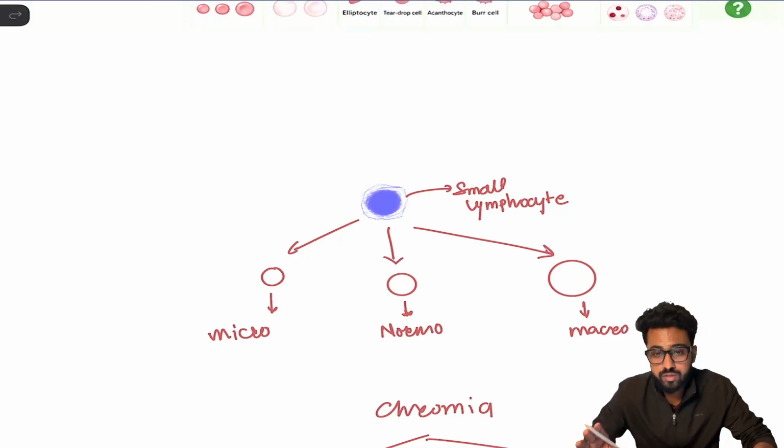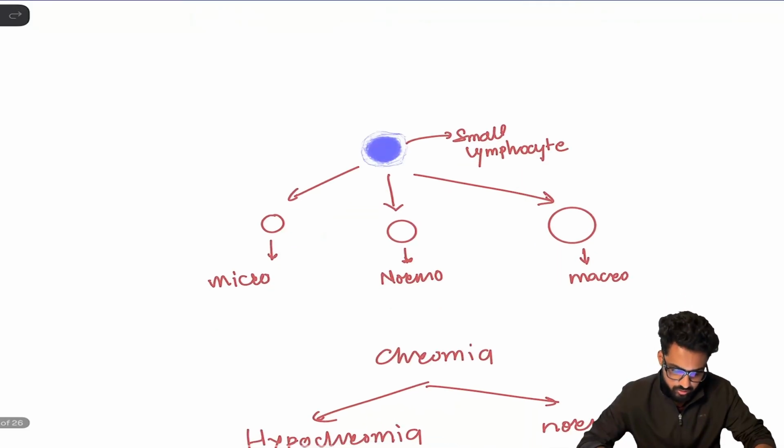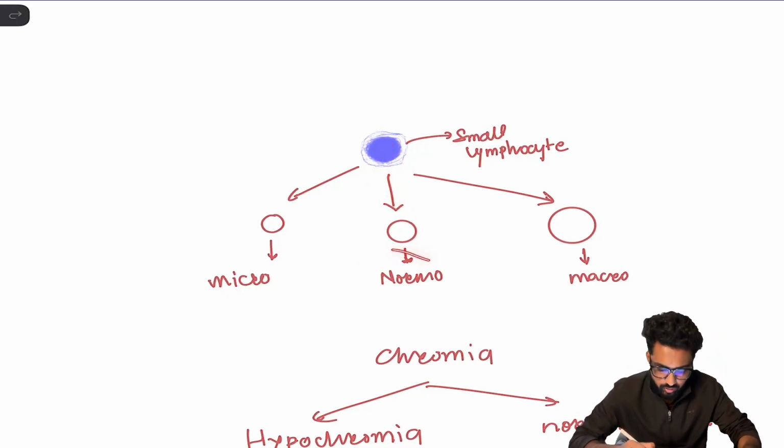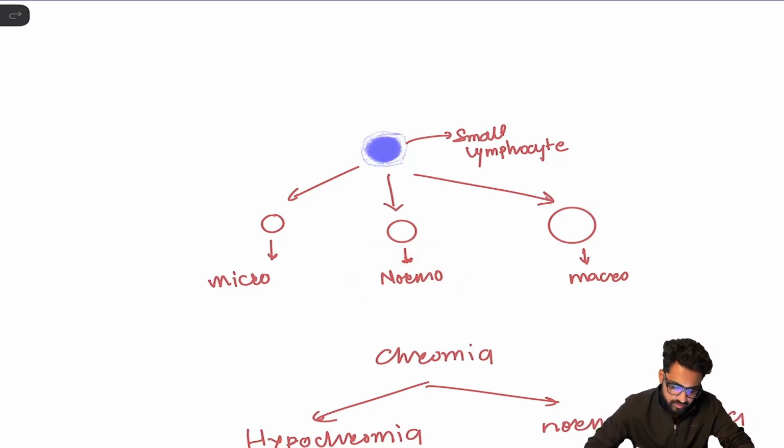So I will enumerate the features further ahead in the video. Stay tuned. After finding the small lymphocyte, if the size of the nucleus is equal to the RBC size, then it is a normocyte. If the size of the RBC is less than the size of this nucleus, then it is a microcyte, and if the size is larger than this nucleus, then we call it a macrocyte. So that's how you should categorize the RBC.